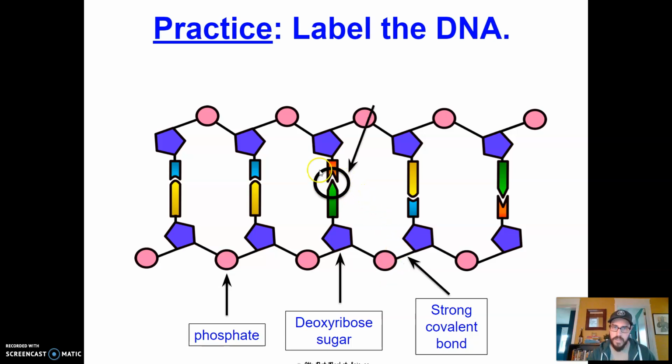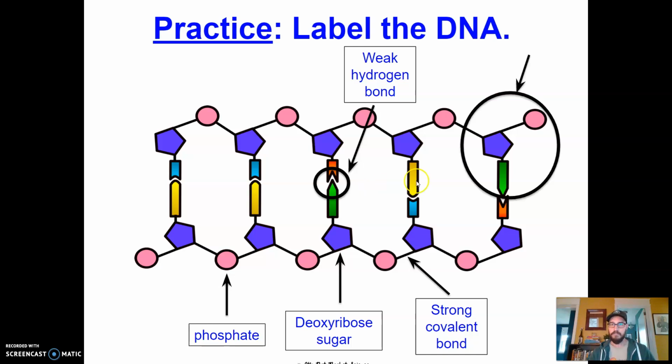All right, so what's happening in here? This thing gets unzipped, all right? So does that bond need to be strong or weak? It needs to be weak. That is our weak hydrogen bond. And these three things together, our phosphate, our sugar, and our nitrogenous base, this whole thing together, what is that called? That is called a nucleotide.